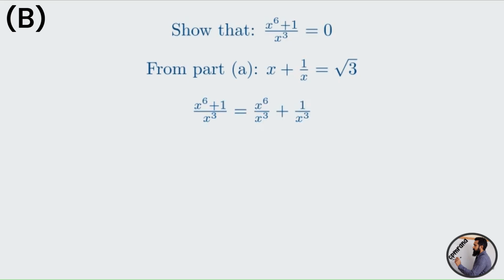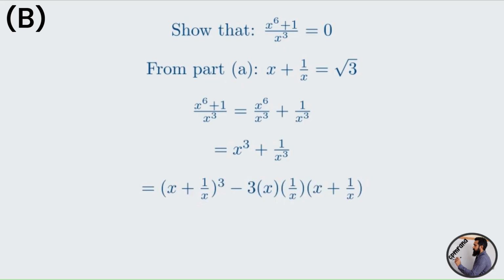This simplifies to x cubed plus 1 over x cubed. To solve this, we use the algebraic identity for the sum of two cubes. A cubed plus b cubed equals the cube of the sum, a plus b, minus 3ab times the sum a plus b. The x and 1 over x terms cancel each other out. Now, we substitute the value we found earlier, which is the square root of 3, into the expression.